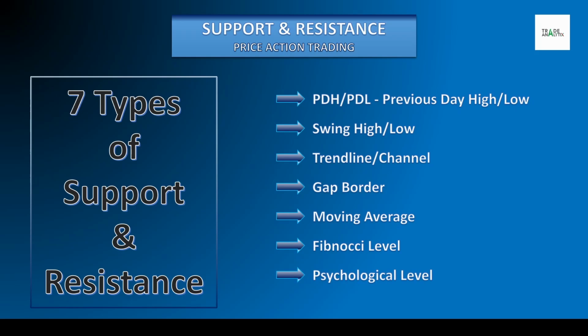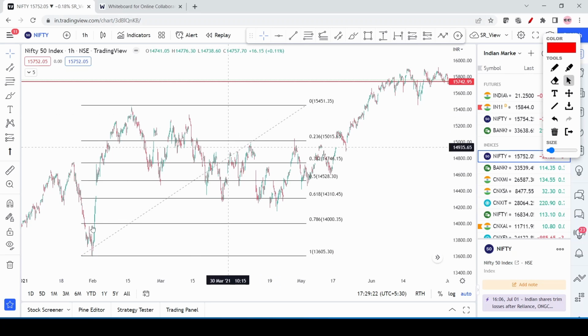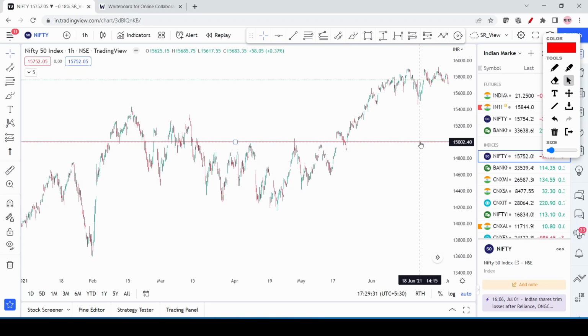Next support and resistance is the psychological level support and resistance, which the name itself tells what it is. Let us see a couple of examples. Okay, let me remove all the drawings, and let's put a line at, let's say, 15,000. So exactly, okay, almost 15,000, and we can see the psychological level was acting as a resistance, right?